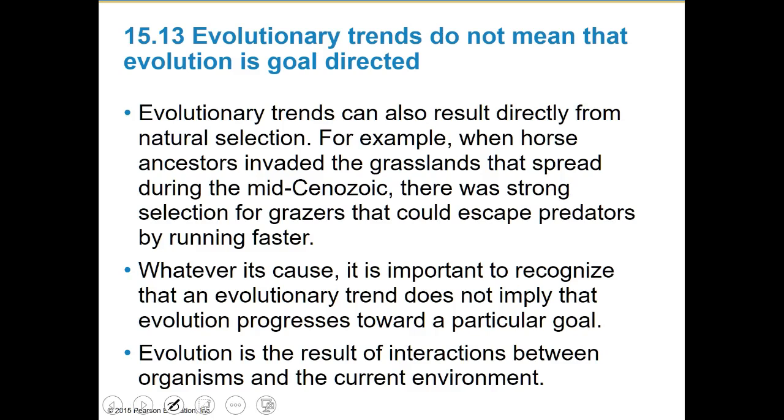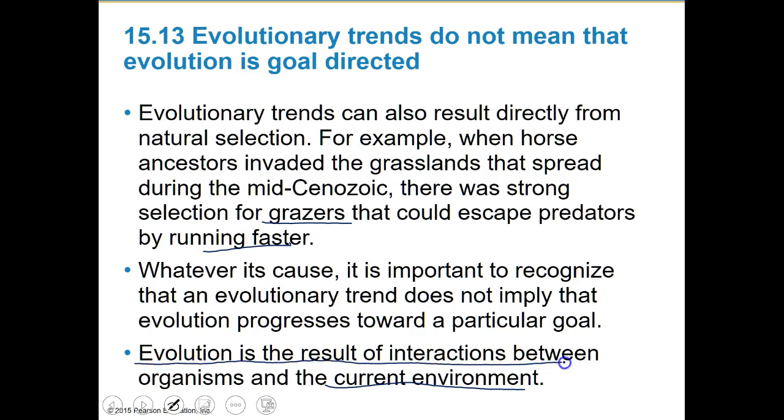So evolutionary trends can also result directly from natural selection. For example, when the horse ancestors invaded the grassland that spread into the mid-Cenozoic, there was also a strong selection for grazers that could escape predators by running faster. So if you're fast, but you also like to eat grass, you're doing pretty good. Whatever the case, it's important to recognize that an evolutionary trend does not imply that evolution progresses towards a particular goal. Evolution is the result of interactions between organisms and their current environment.